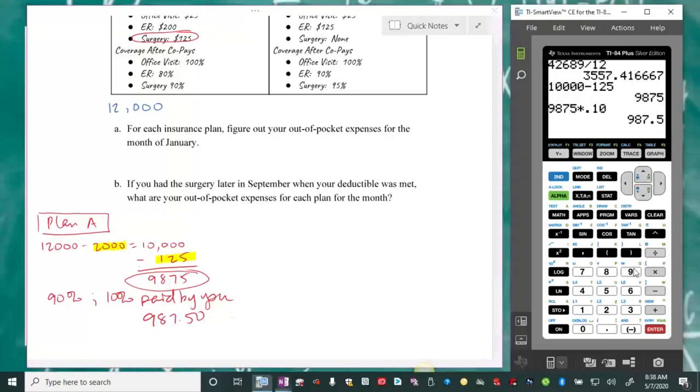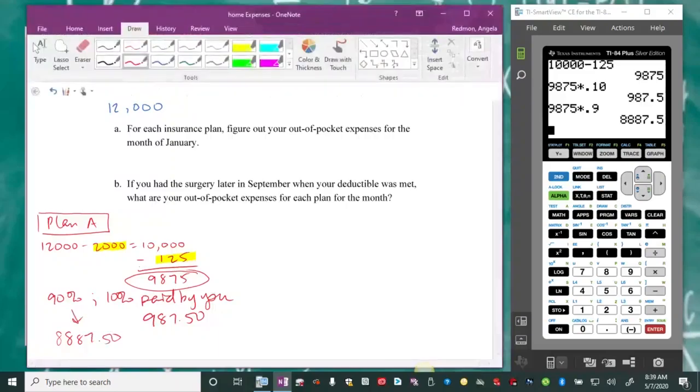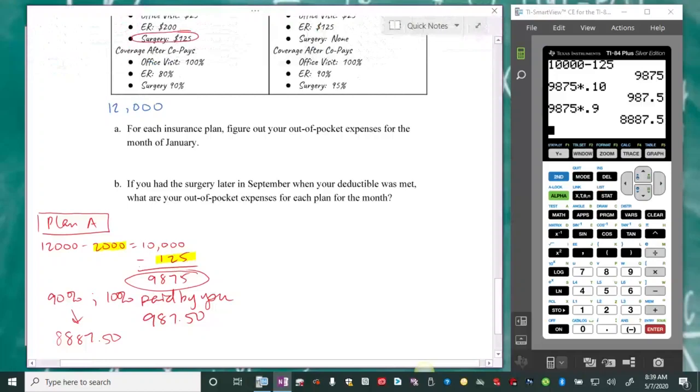If I take the balance and I multiply that by 90%, okay, so $8,887.50. And these two total the balance. Okay, so we are paying 10% of the remaining balance. We are paying the $125 copay.